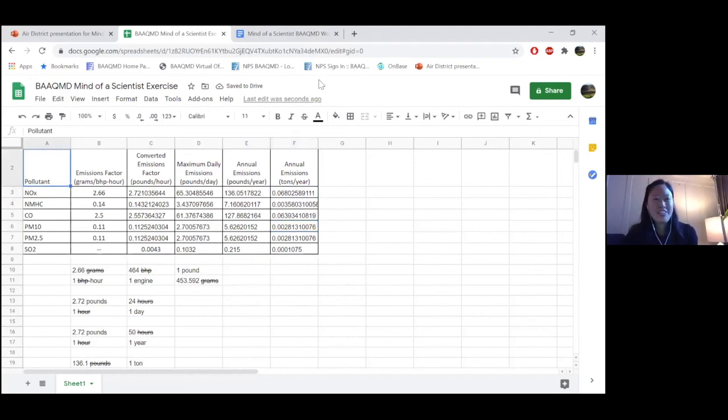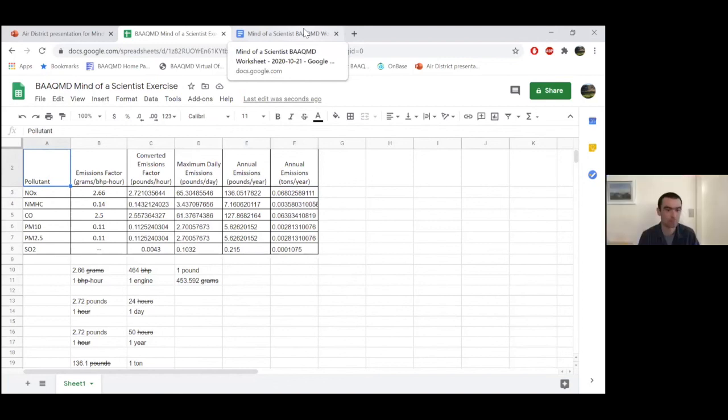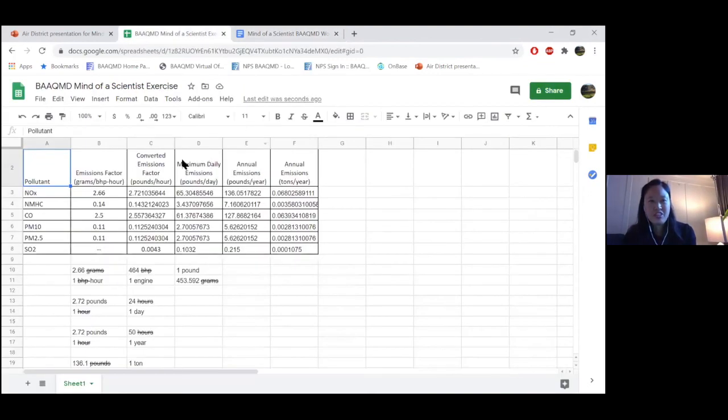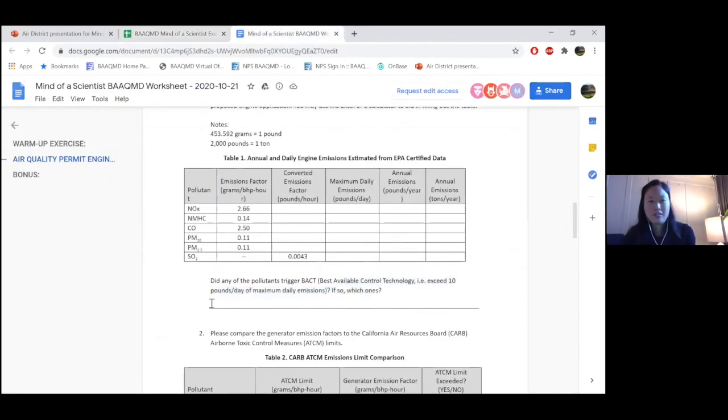So that is how you answer number 1 using dimensional analysis and Excel. Excel makes it much faster than a calculator. And from there you can answer the question, did any of the pollutants trigger or exceed 10 pounds per day? You look at pounds per day, and did any of these pollutants exceed 10 pounds per day? We have 2 here that are greater than 10. So you would put NOx and CO as your answer there. And that is the demonstration for problem number 1.